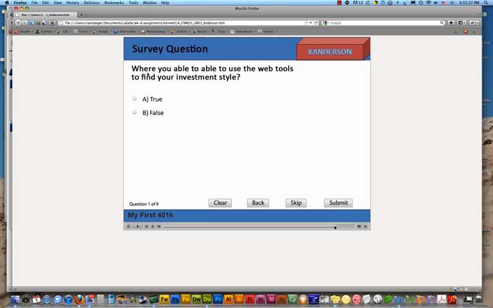You got to fix this. Were you able to use the web tools to find your investments? This is not correct. It would not be true or false. It would be yes or no. And where would be a location. So this question doesn't make sense. Were you comfortable with the allocation plan that was recommended? This would be yes or no.